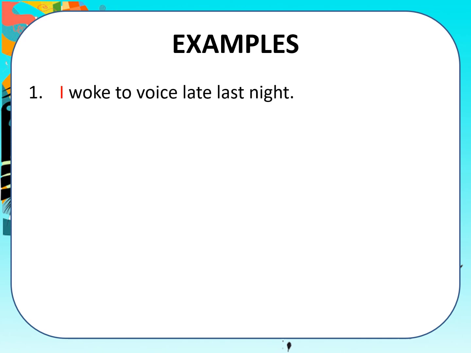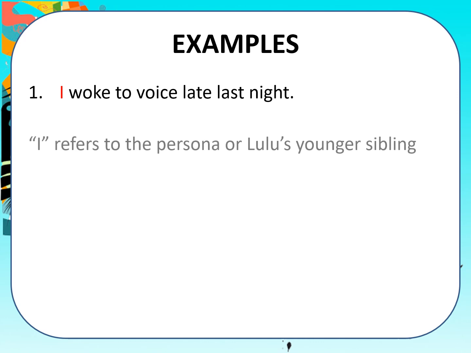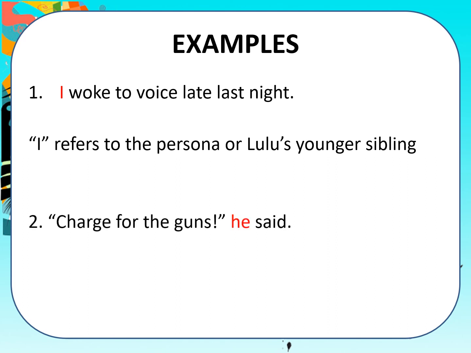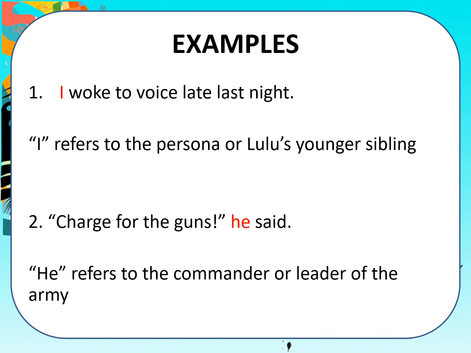Right, so the first one, this is from What Has Happened to Lulu. I woke to voices late last night. So the pronoun I here refers to who? It refers to the persona or Lulu's younger sibling. Okay, the second example is: charge for the guns, he said. So who is he? He refers to the commander or leader of the army.